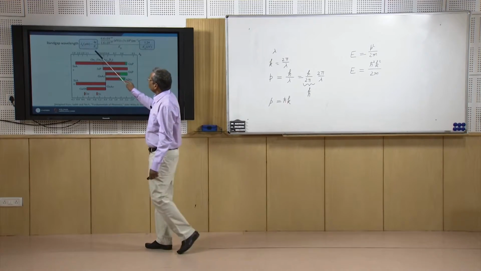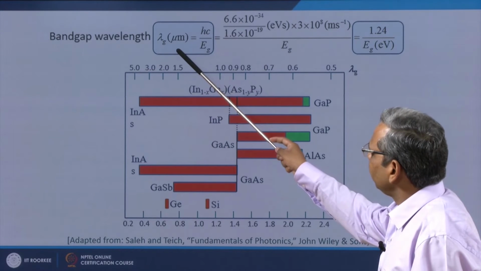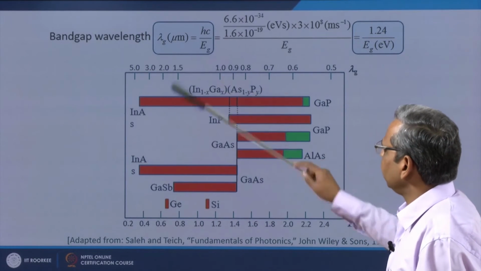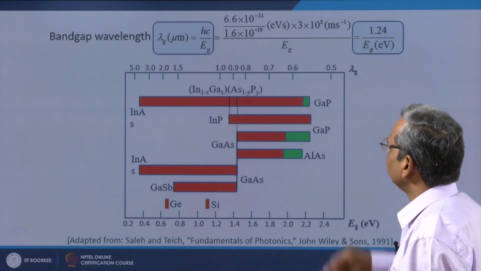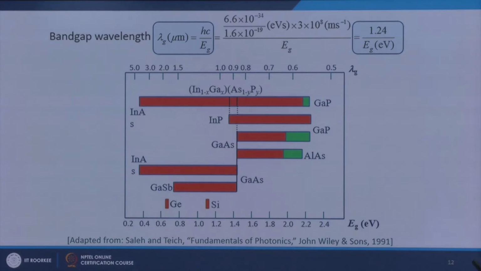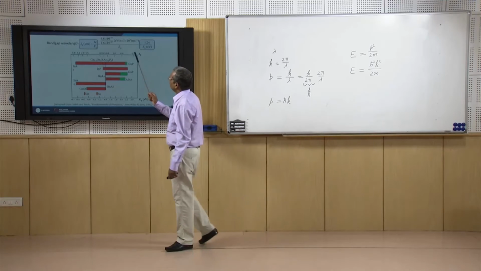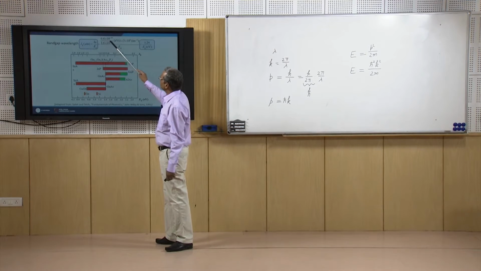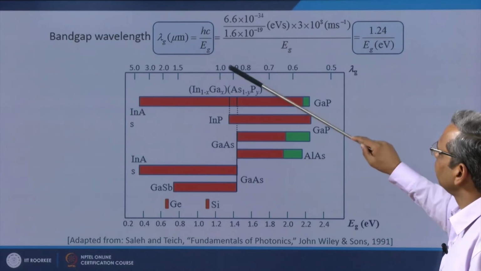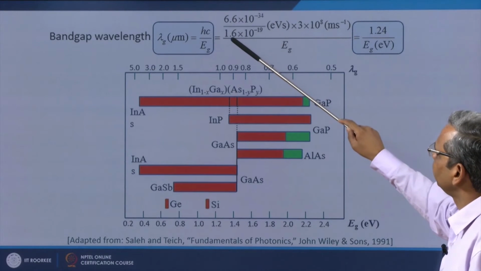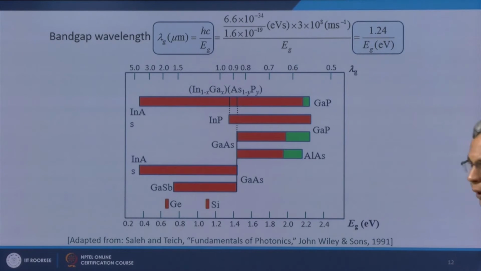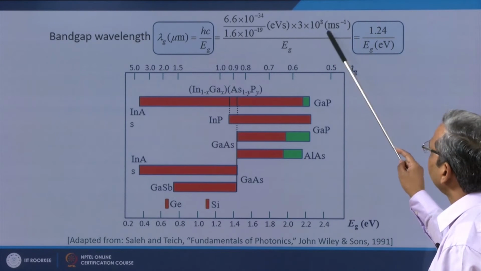So, if I now find out the band gap wavelength corresponding to this band gap energy, it is given by hc over Eg, and it is convenient to write it in this particular form. How? Well, h is equal to 6.6 times 10 to the power minus 34, which is Planck's constant, in joule seconds. I can convert it into electron volt seconds if I divide it by 1.6 times 10 to the power minus 19, which is the charge of an electron. Then c is 3 times 10 to the power 8 meters per second.